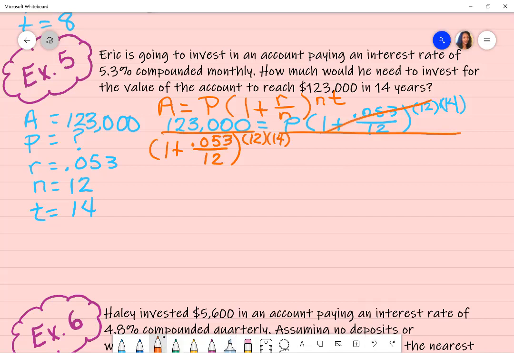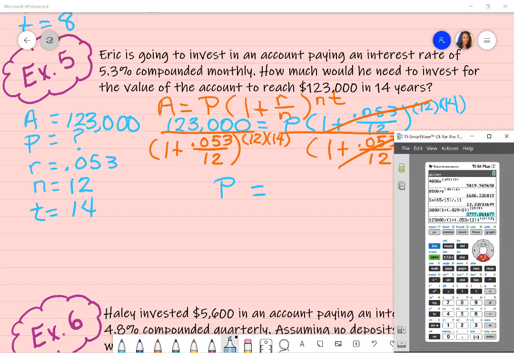That part goes away. And some people probably need to see it, so let me just write it. 1 plus 0.053 over 12, 12 times 14. So that goes away, which leaves me with just P. I'm going to write the variable on the left-hand side. That's just what I do. And now I can put this entire thing in my calculator exactly like that. So that's what I'm going to show you.